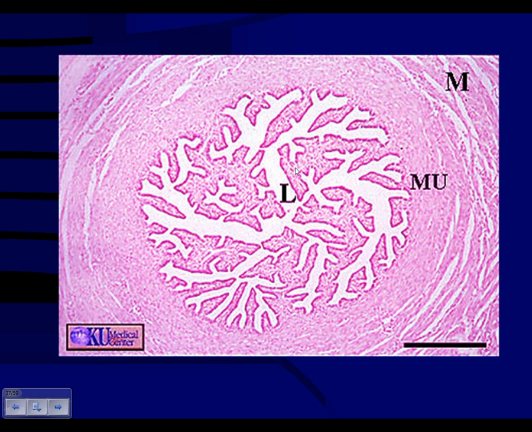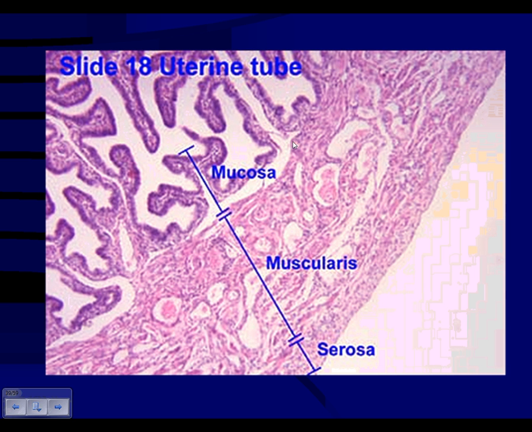So this is what it looks like. You've got a very highly branched lumen lined with columnar epithelium, surrounded by 2 layers of smooth muscle. And then you have this outer loose connective tissue, and finally your serosal lining, which is covered with peritoneum. So mucosa, within that is the epithelium and the lamina propria, and then your muscularis layer, and then your serosa.